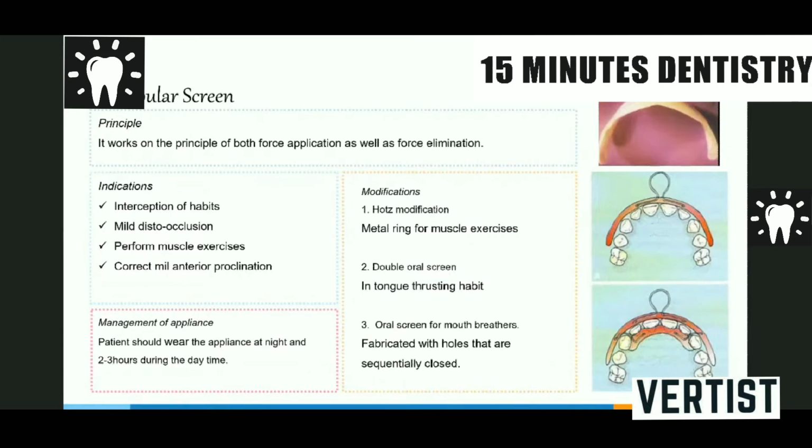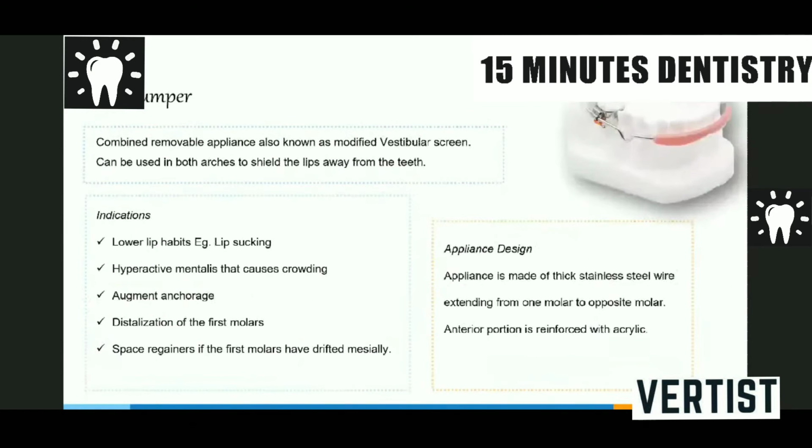Lip bumper is a combined removable appliance, also known as the modified vestibular screen, and can be used in both arches to shield the lips away from the teeth. The indications are lower lip habits, for example lip sucking, and a hyperactive mentalis that causes crowding. It is also used to augment anchorage. It is used also for distalization, where the lip bumper is kept away from the teeth, and the pressure of the lip helps in distalization of the molars. It is also used as a space regainer if the molars have drifted mesially. Appliance design: the appliance is made of thick stainless steel wire extending from one molar to the opposite molar, and the anterior portion is reinforced with acrylic.